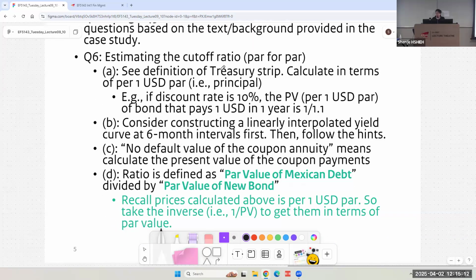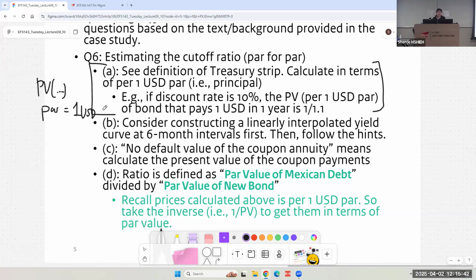So part A, your job is to estimate the term structure. Part A is a reminder that whenever you calculate the present value, in this case study, you're calculating in terms of per unit currency. So calculate the present value of your sequence of cash flow, but assuming that the par value is equal to 1 USD. That just makes your life easier.